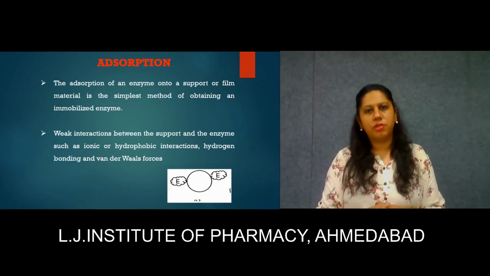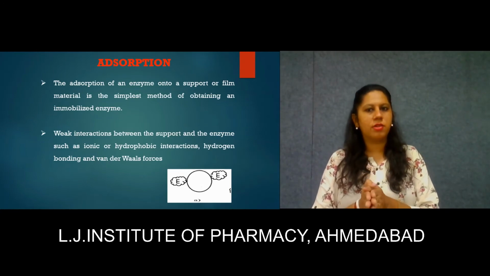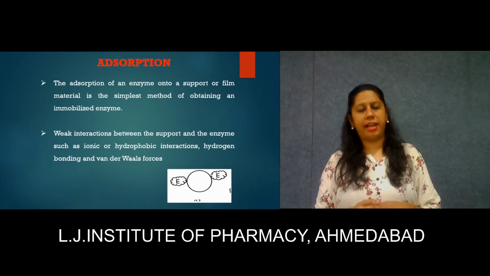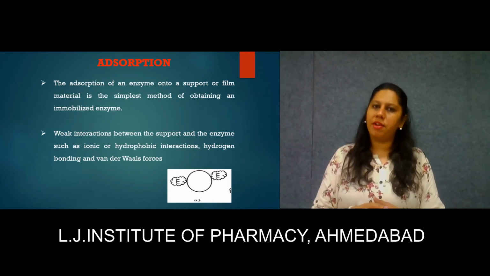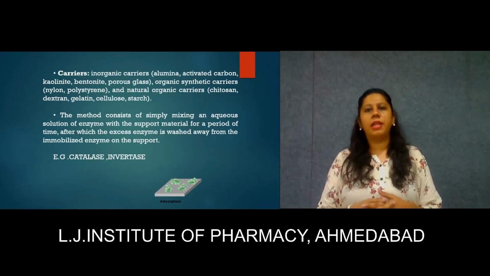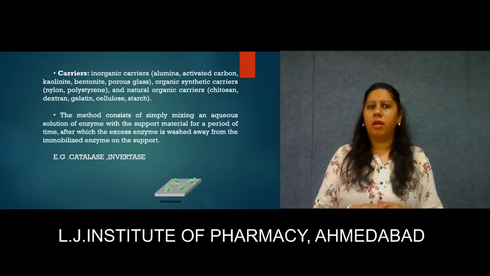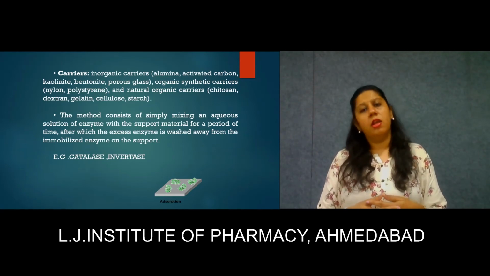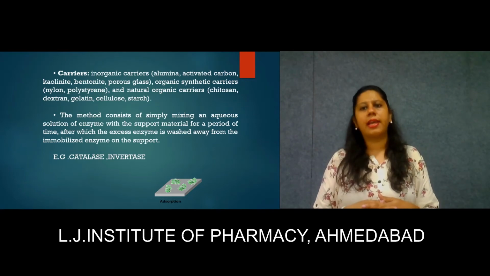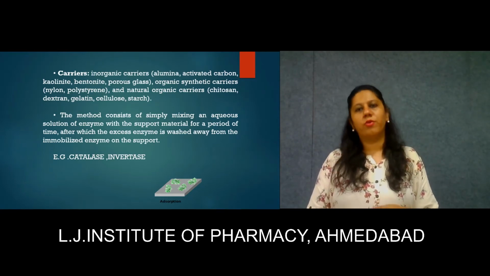Here weak interactions are involved, so the process is reversible in nature. Weak interactions are there between the support and the enzyme, such as ionic or hydrophobic interaction, hydrogen bonding, and van der Waals forces. The carriers used are normally inorganic carriers such as alumina, activated carbon, bentonite, porous glass. Organic synthetic carriers used are polystyrene, nylon, and natural organic carriers can also be used like chitosan, dextran, gelatin, cellulose, and starch.